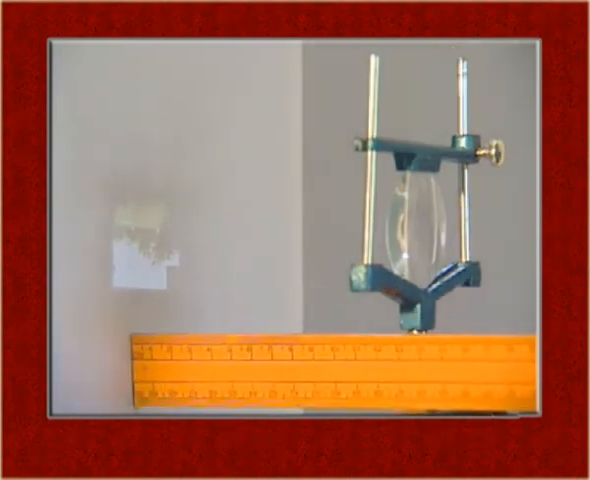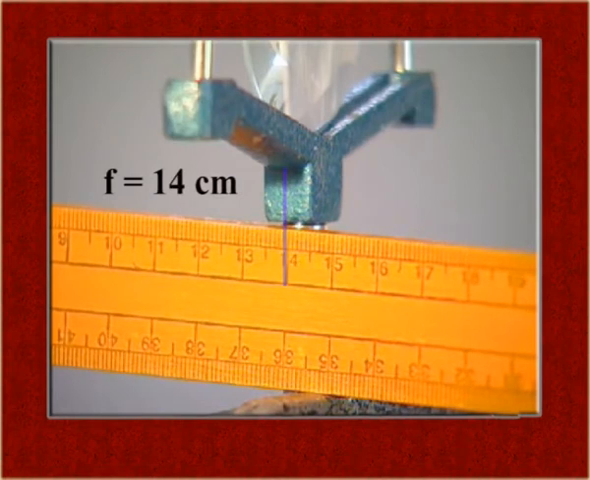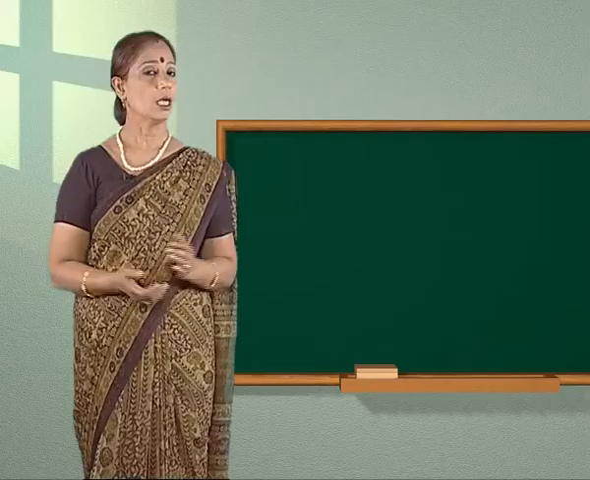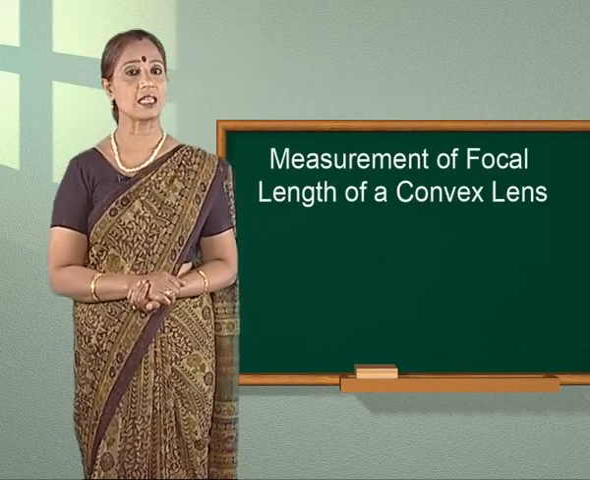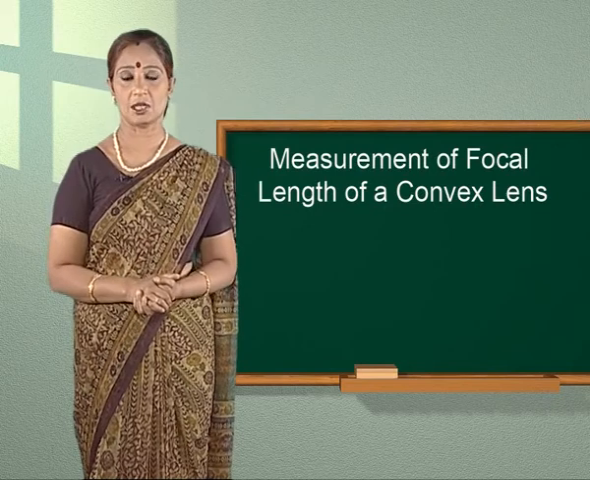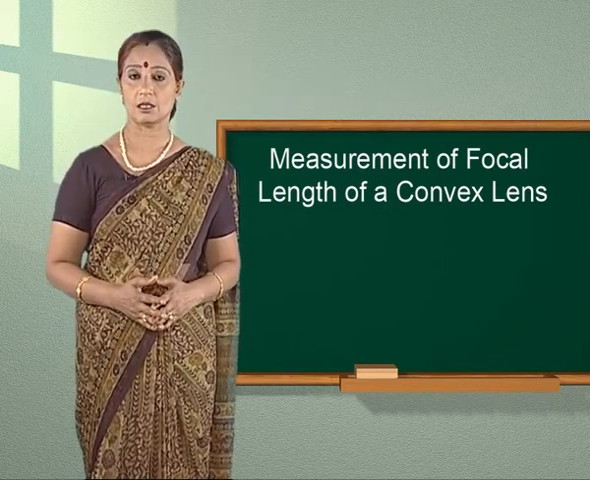Measure the rough focal length as the distance between the lens and the screen by a meter scale. Here it is equal to 14 centimeter. Therefore, the rough focal length of the convex lens is 14 centimeter. This is only an approximate method.